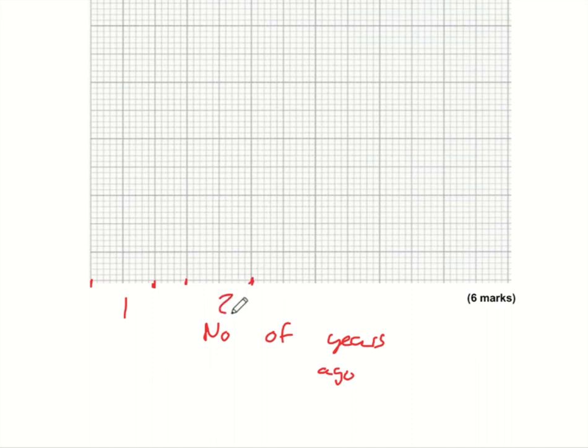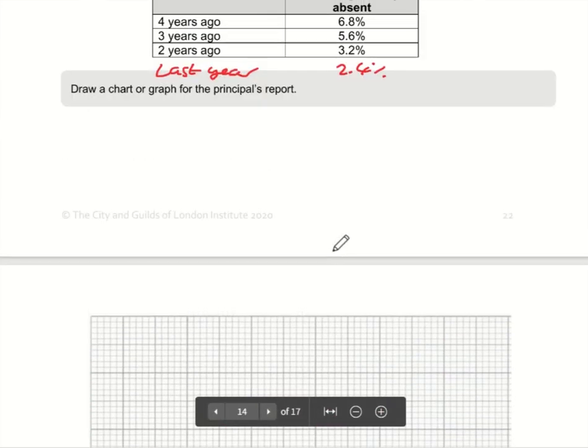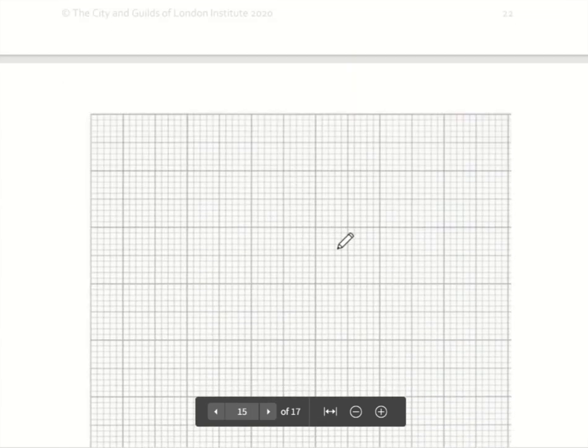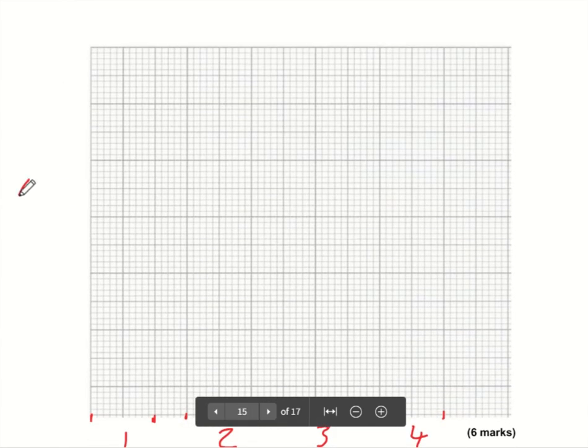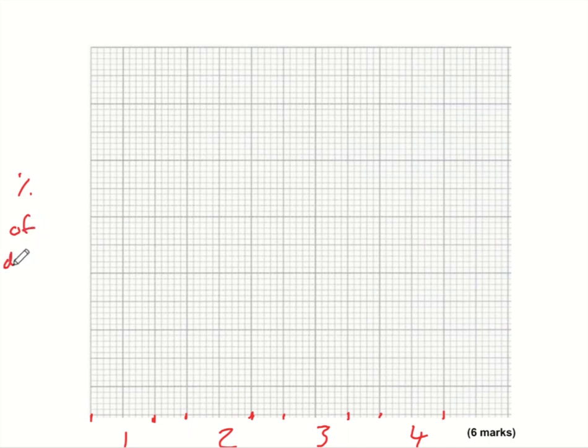So that's going to be 2 years ago, 3 years ago, 4 years ago. No particular reason why I've chosen the bars to be double the width of the gaps. It doesn't matter as long as the widths of the bars are consistent and the widths of the gaps are consistent. Now up the side is going to be percentage of days absent. So I'll just write here percentage of days absent.